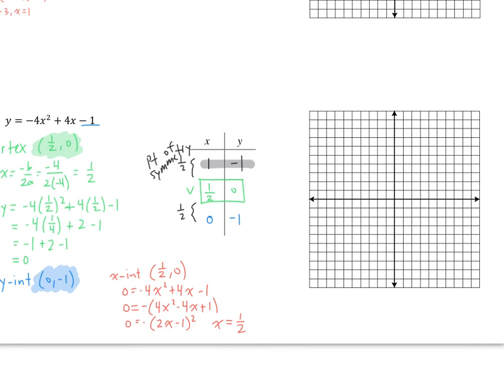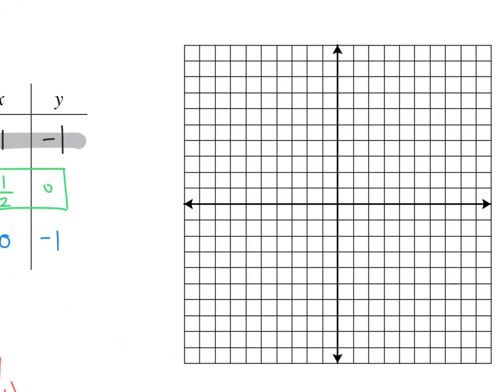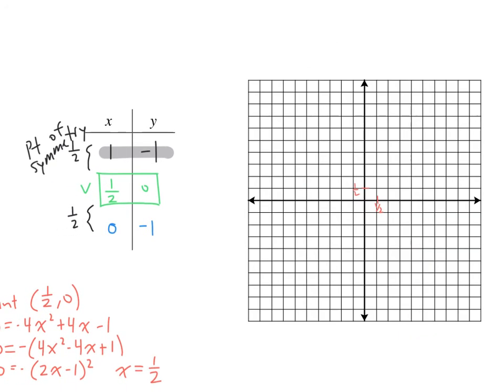So I'm actually going to scale my graph a little differently so it's easier to graph. I'm going to make each tick mark 1/2, and that way it'll be easier. So when we do that, we have the point (1/2, 0), so there's where our vertex is. We go through the point (0, -1). Now I'm down here, remember, because we scaled each tick as 1/2. And then I have the point (1, -1). So here we are, opening down, and there's a good look at our graph.